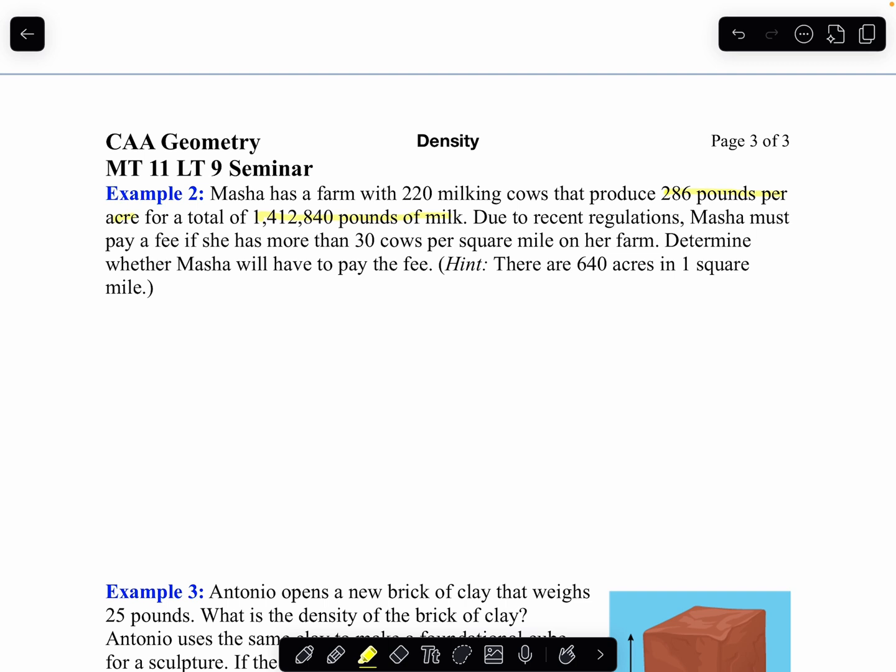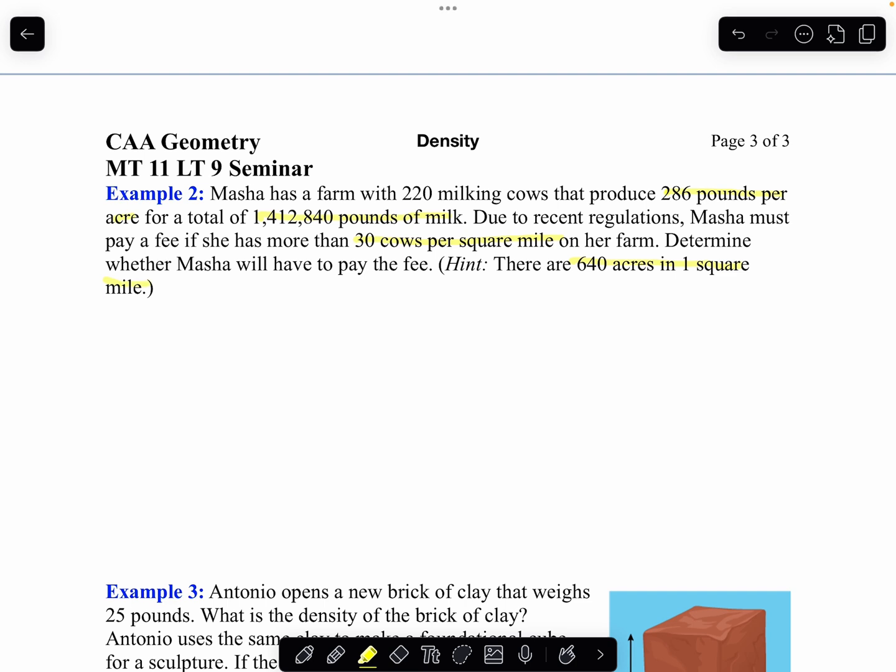per square mile on her farm. There's another density, 30 cows per square mile. I want to know whether Masha's going to have to pay a fee. Now, they gave us a hint. There are 640 acres in 1 square mile.